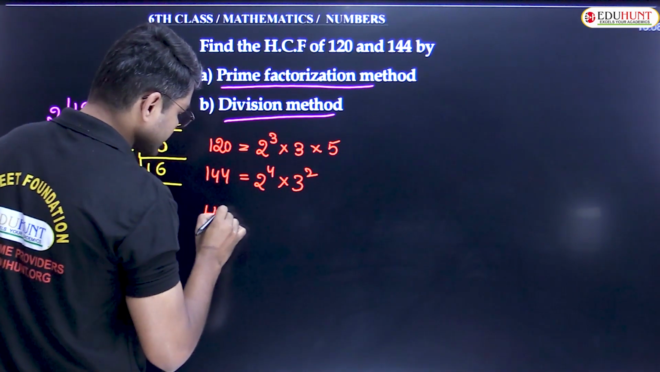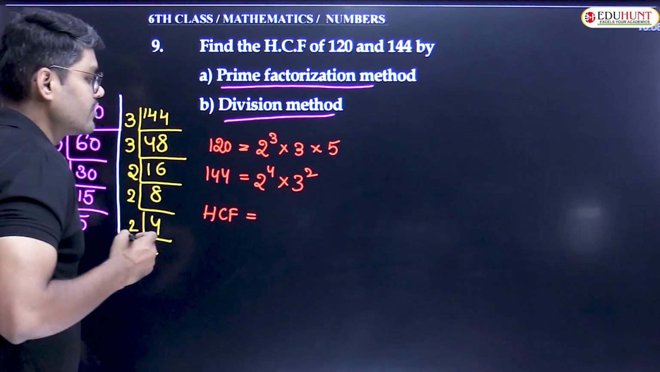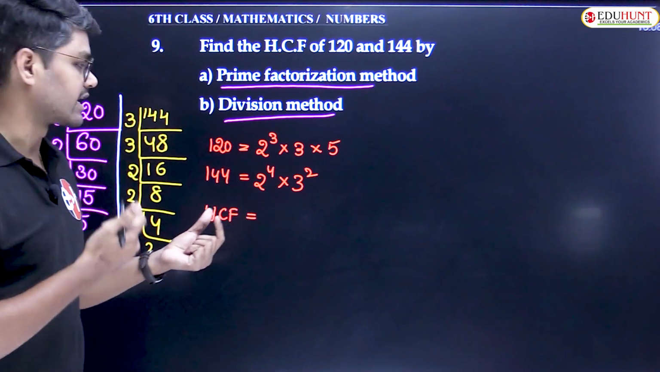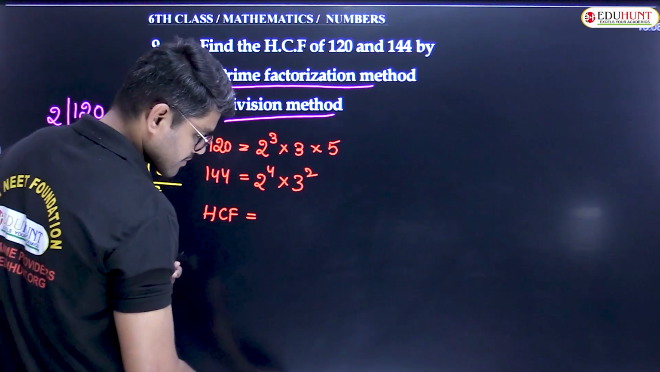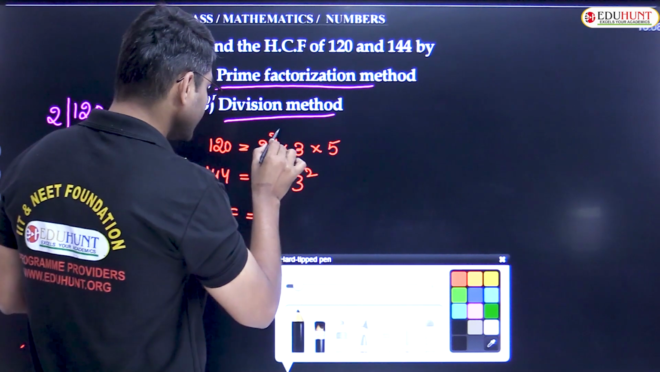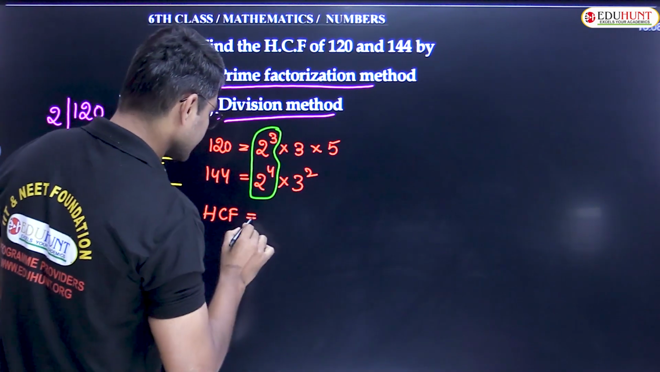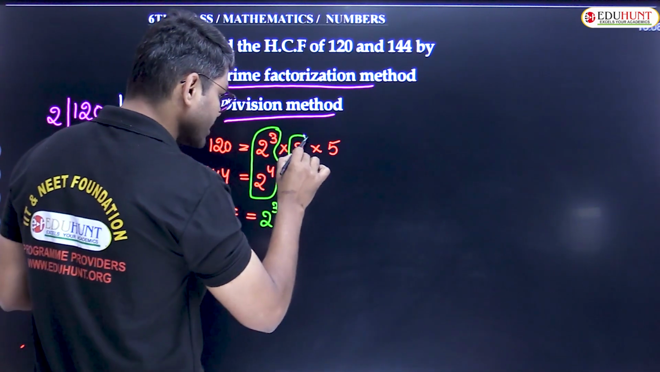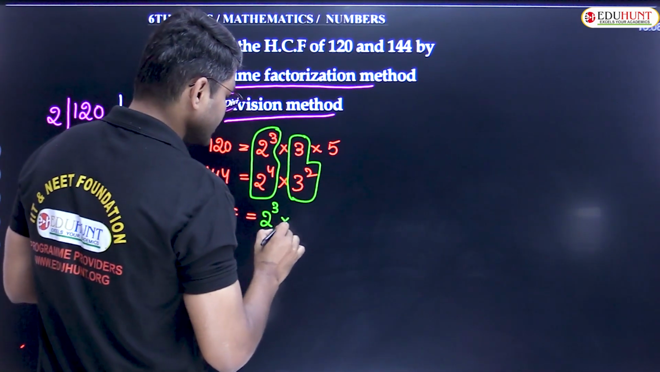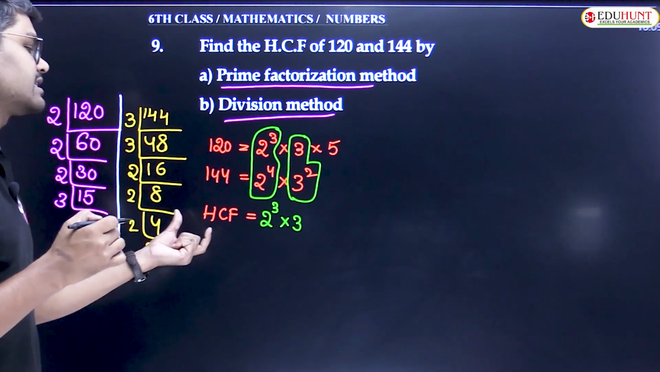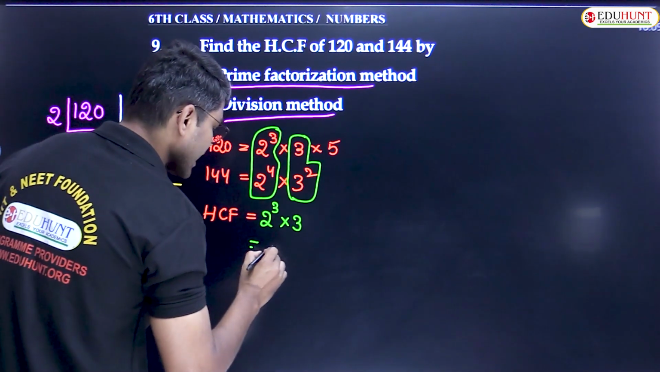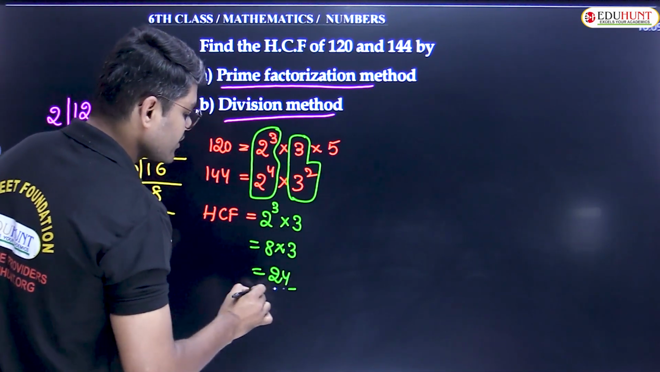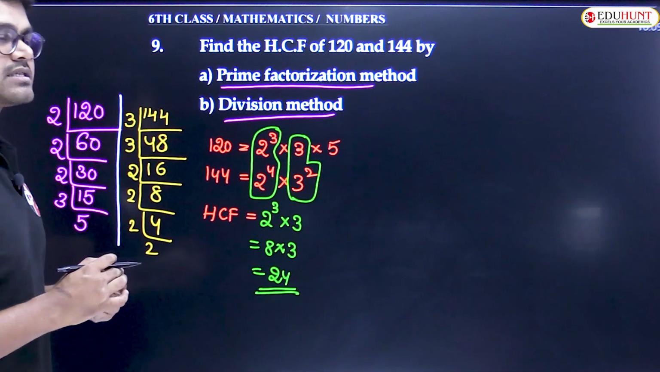So, for the HCF of these two numbers, we should take the least exponent of the common factor. Here 2 is common, but the least exponent is 3. So, we should take 2 power 3. And 3 is also common, and the least exponent is 1. Therefore, 2 cube into 3 is the HCF. 2 cube is 8, and 8 3s are 24. 24 is the HCF of these two numbers.